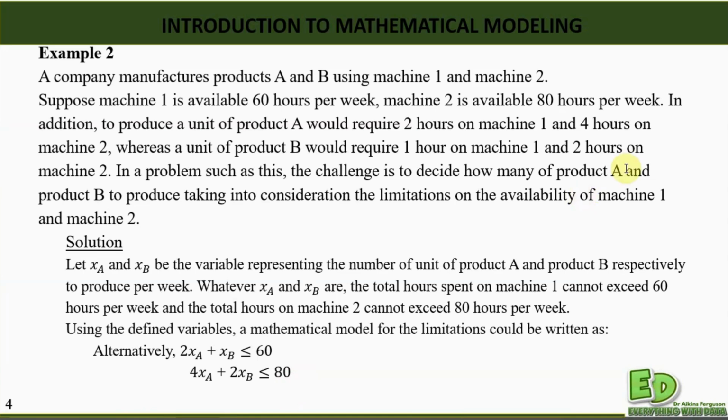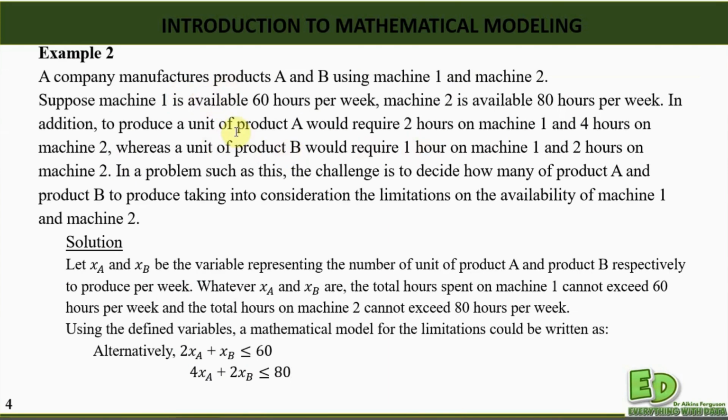Right. In addition, to produce a unit of product A will require 2 hours on machine 1, which is what? 60 hours per week. So I'll say 2xa here, right? And 4 hours on machine 2. Remember, machine 2 has to do with the 80 hours, machine 1 has to do with the 60 hours.